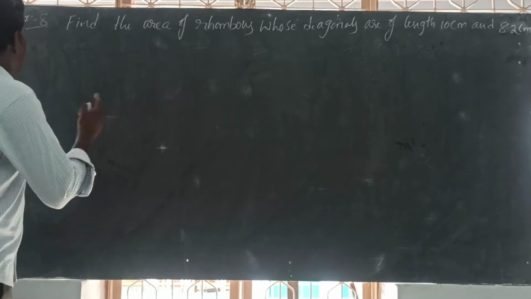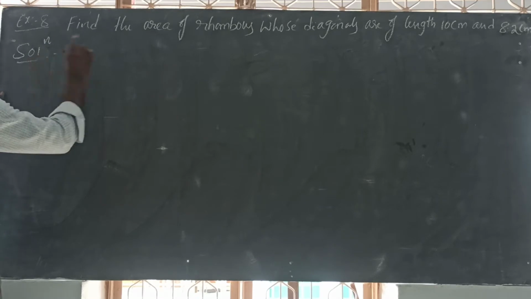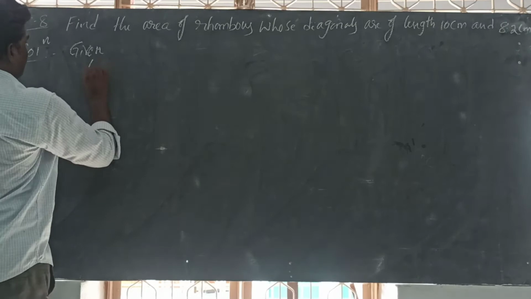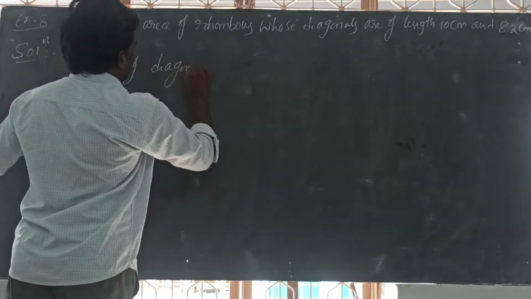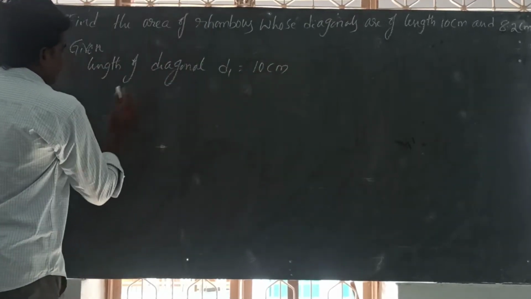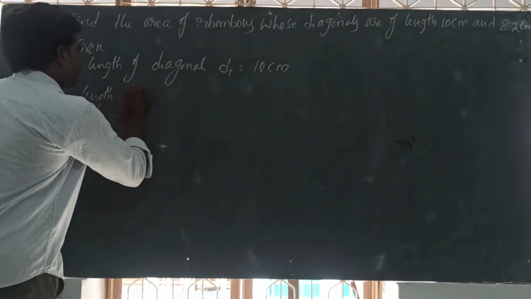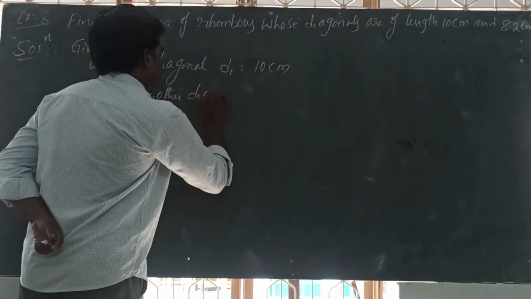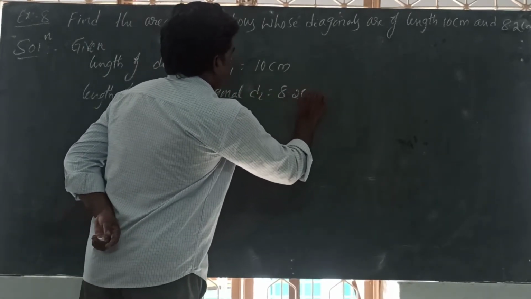Okay, here, how can we find the area of a rhombus? What is given? They have given the length of the diagonals. The length of the first diagonal D1 is equal to 10 centimeter. The length of the other diagonal D2 is equal to 8.2 centimeter.